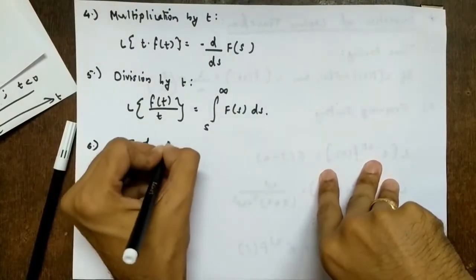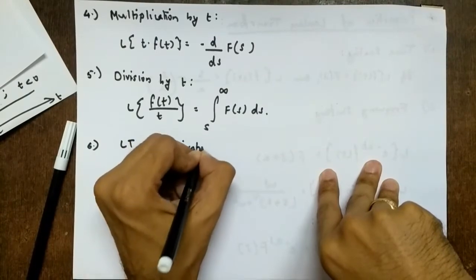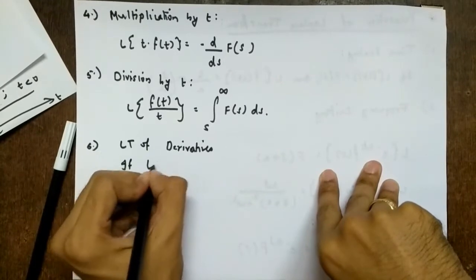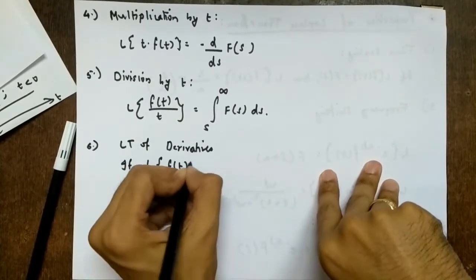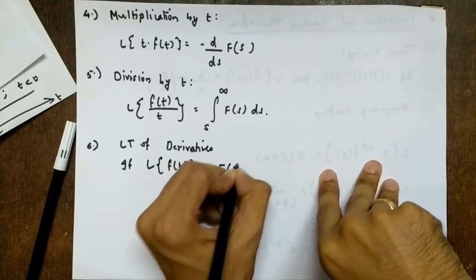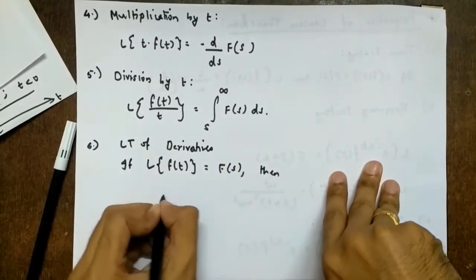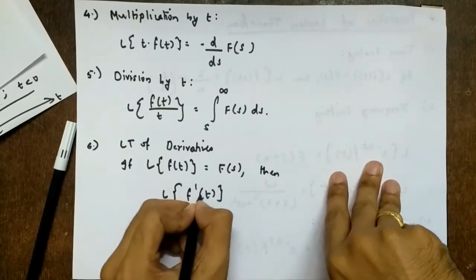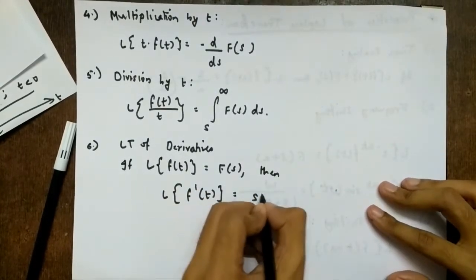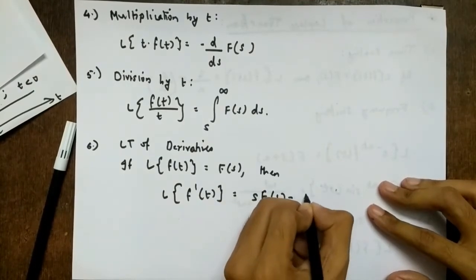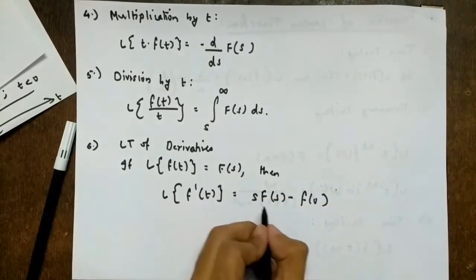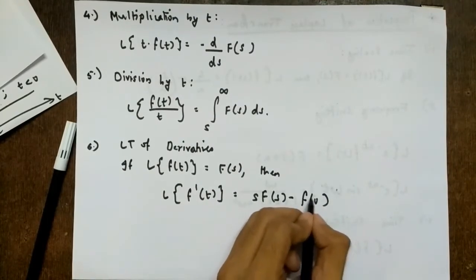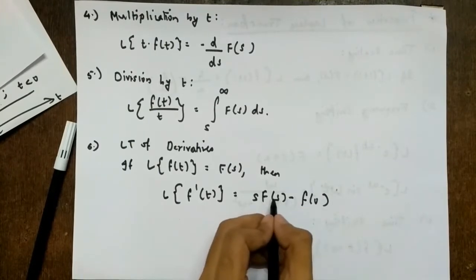Then we have the Laplace transform of a derivative. So write this neatly because this is very important. If the Laplace transform of f of t equals F of s, then the Laplace transform of f dash of t, the first derivative, is given as s into F of s minus f of 0. Small s into capital F of s, minus f of 0, which you substitute in the time domain. Here you will substitute in the frequency domain.